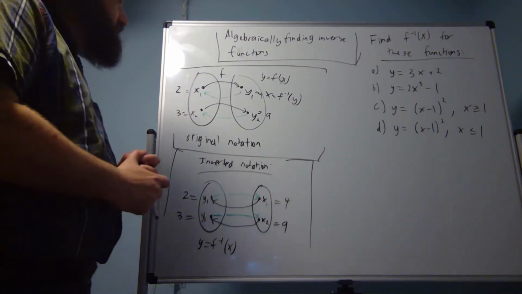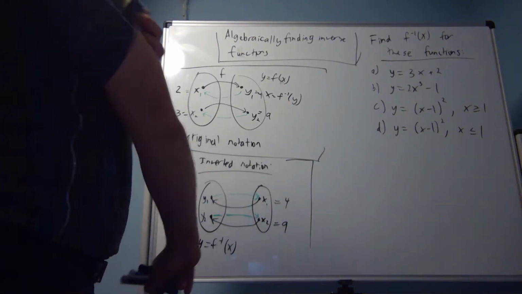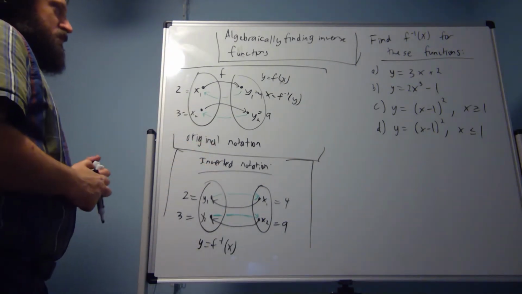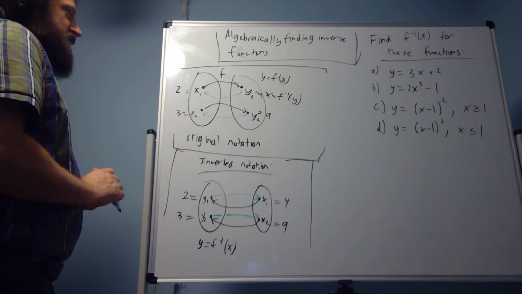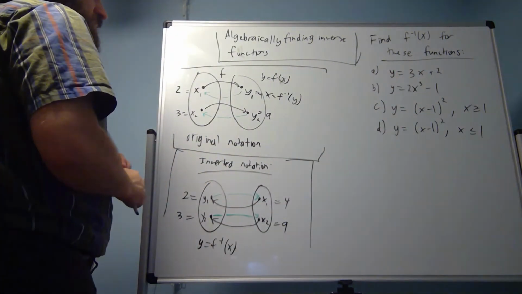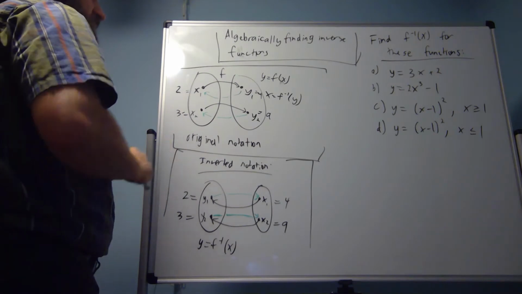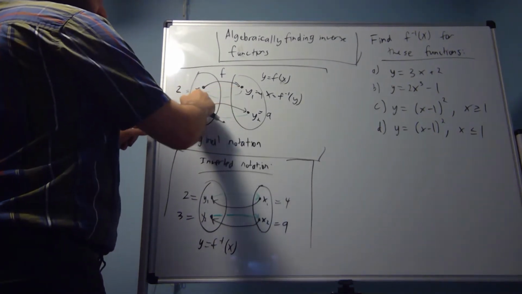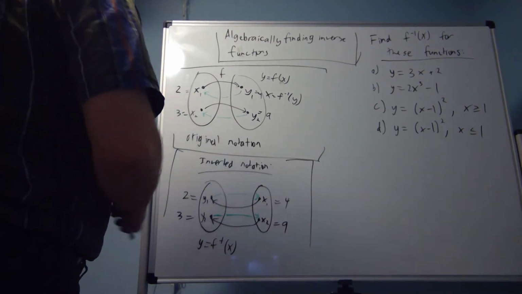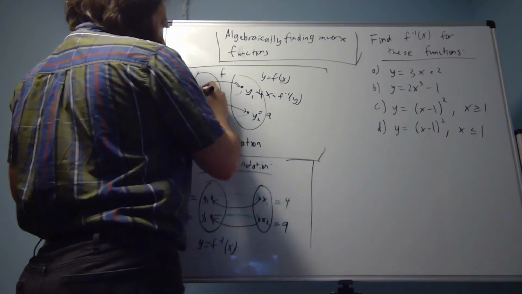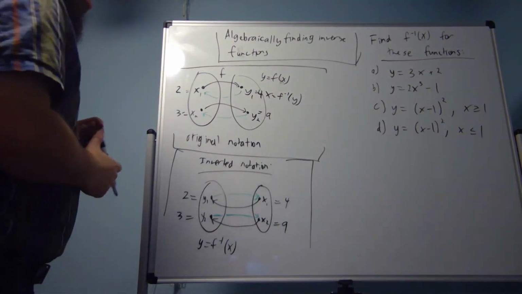Okay, so let's talk about algebraically finding inverse functions. So you have f, which takes an input and gives you an output. We want to undo everything, and we want to solve to get back what we started with. So we have a function that goes like this, and we want to find one that takes us right back to where we started every time, no matter what.